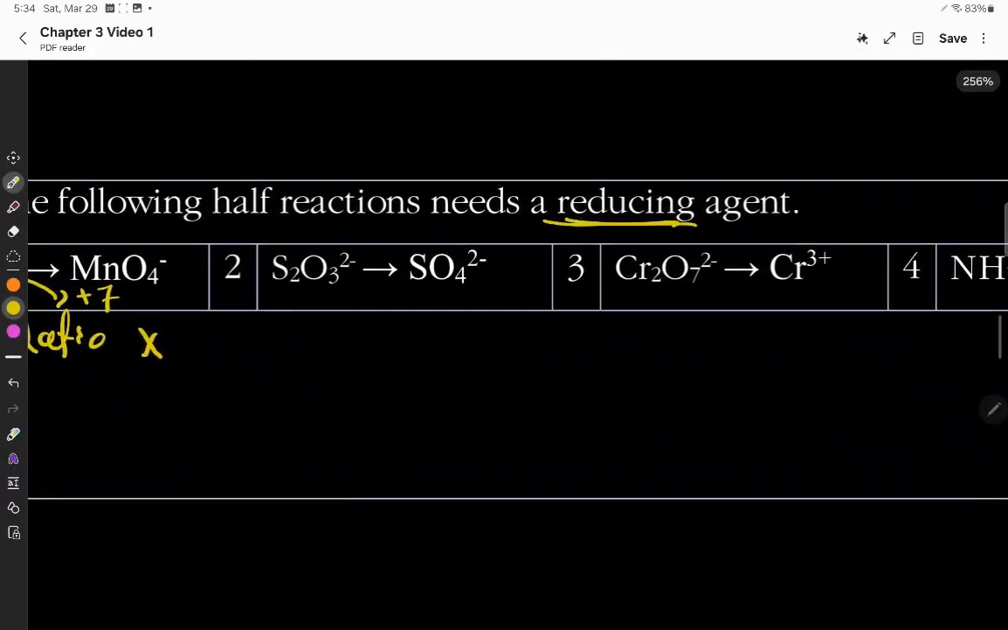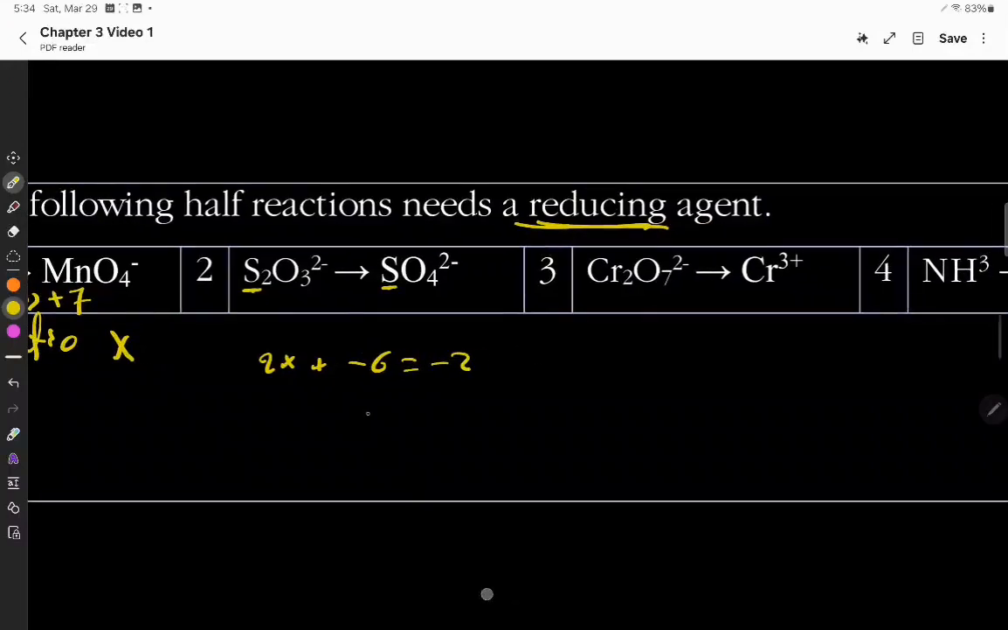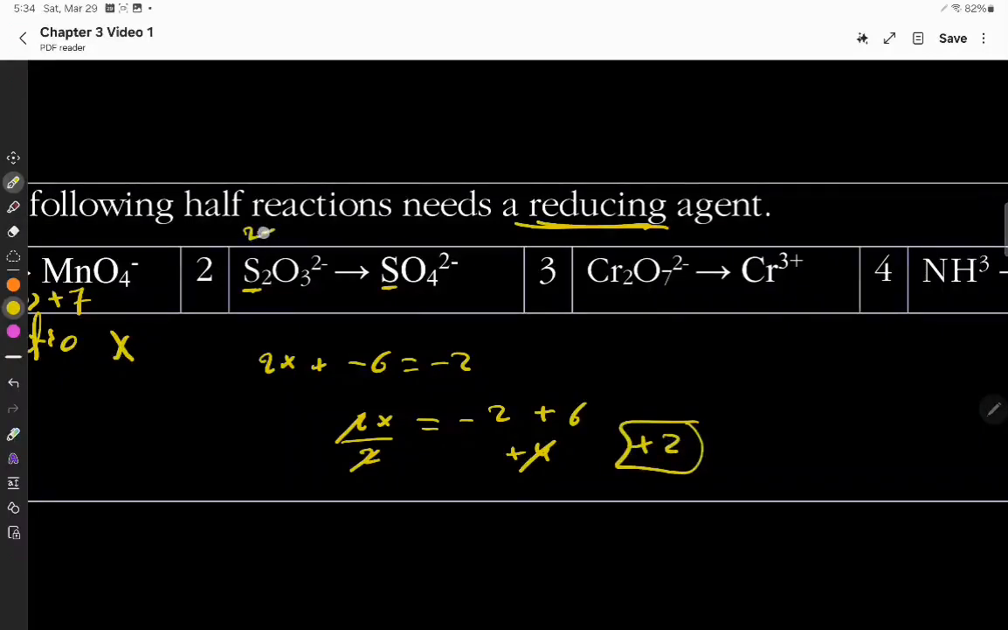What is the oxidation number of sulfur in this case and in this case? Okay, what is the oxidation? The first one, let's say 2x plus -6 equals -2. Here we will put it here. It will be 2x equals -2 plus 6. That will be +4. So 2x over 2, that will be +2. The oxidation number of sulfur here is 2 positive.